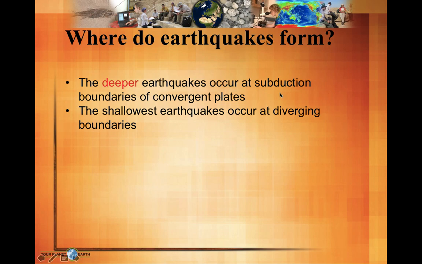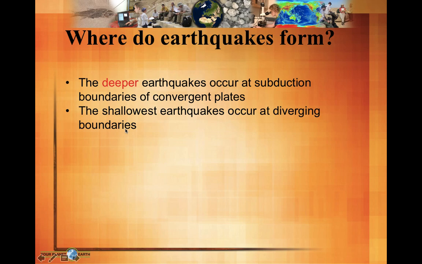Okay, so the deeper earthquakes occur at subduction boundaries of convergent plates. Okay, and then the shallower earthquakes occur at diverging boundaries. Okay, so we've got these deep earthquakes that occur at subduction boundaries. So they're down deep inside the earth, and the reason they're down there is because we have that layer of the earth that is subducted. And if you were to see me right now, you can see my hands are doing that thing where you show subduction. Okay, so you could do that if you'd like.